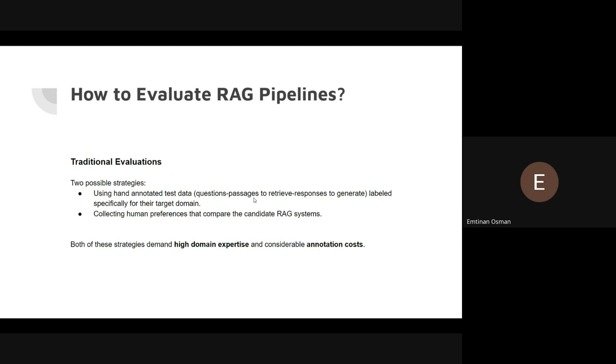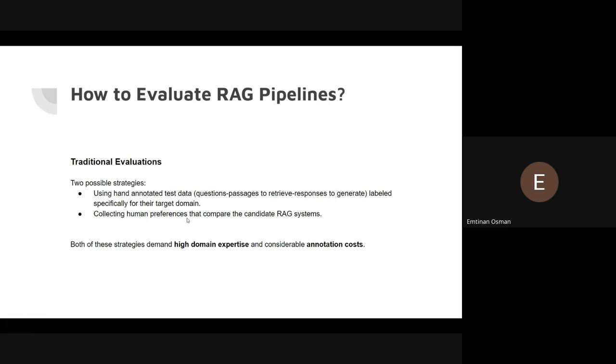There are two possible strategies. The first is using hand-annotated test data. So basically you generate questions, passages, and responses, like have a dataset that is annotated: this is positive, this is negative. And then you evaluate whatever RAG system you produce on this, comparing the questions that are generated, the passages that are retrieved, and the responses you get from the prompts to the test data.